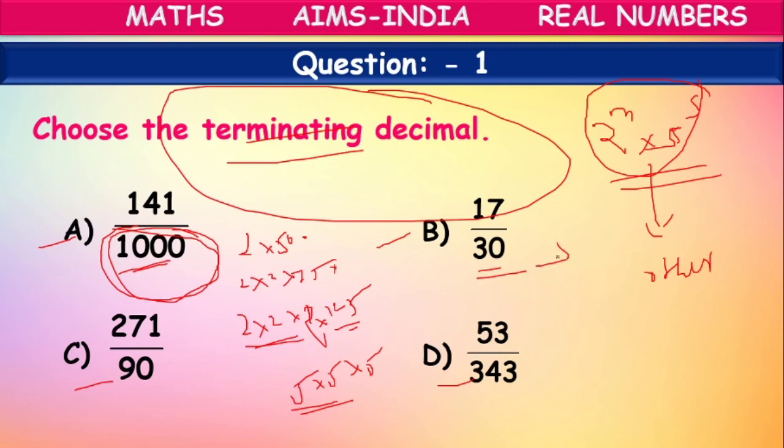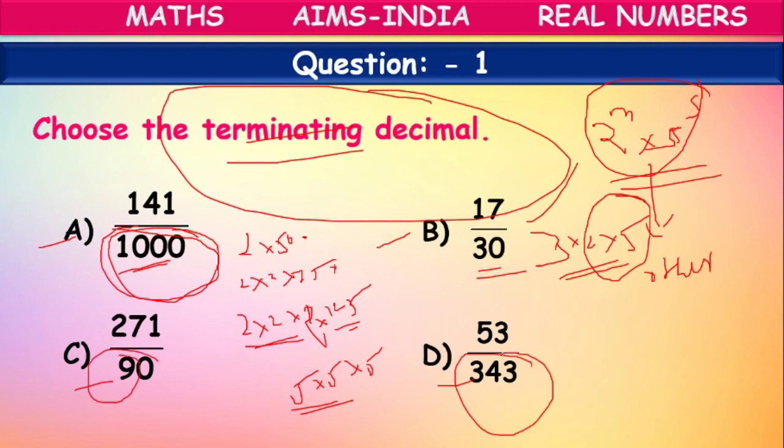Here 30 we can write as 3 into 10, and 10 is 2 into 5, so 3 into 2 into 5. Along with 2 and 5 we have another factor, which is 3, so it is not a terminating decimal. In 90 also 3 will be there, and in 343 also. So only option A is the correct answer because in its denominator it has factors of only 2's and 5's. Okay children, A is the correct answer.